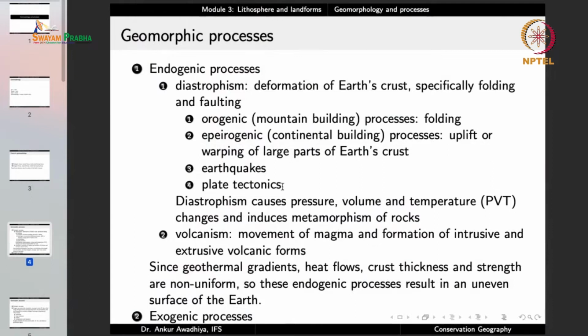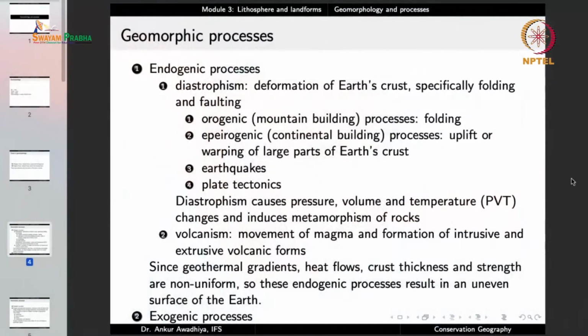And plate tectonics. We have observed this before, that in the case of plate movements, when there is a convergence of plates, we can have a situation in which one or both the plates move up. They may result in the creation of a fold mountain, or they may result in the creation of faultings. Similarly, when the plates go away from each other, we can have the formation of ridges, or in certain cases we can even have the creation of rift valleys. So these are the diastrophic forces which result in deformation of the Earth's crust.